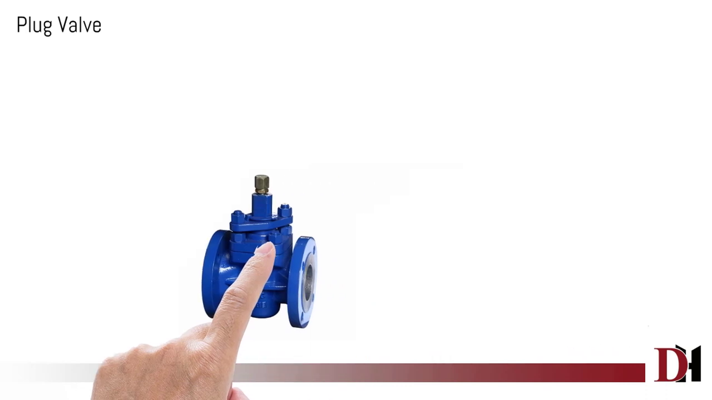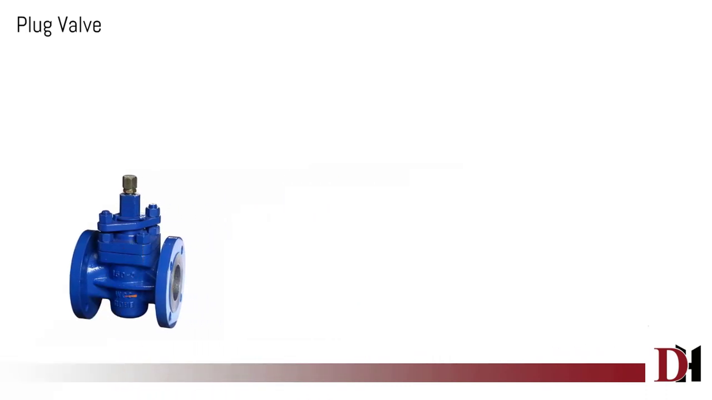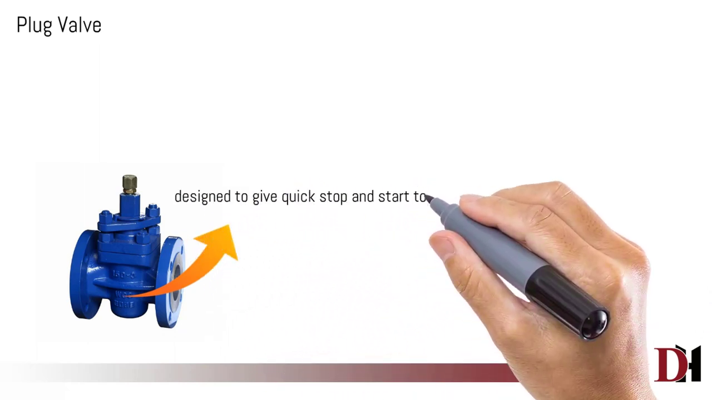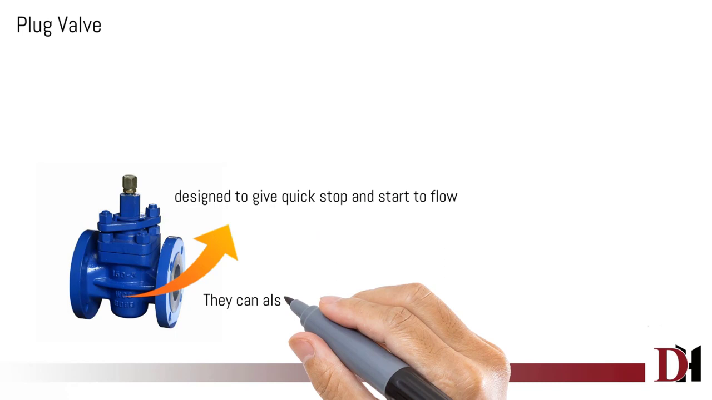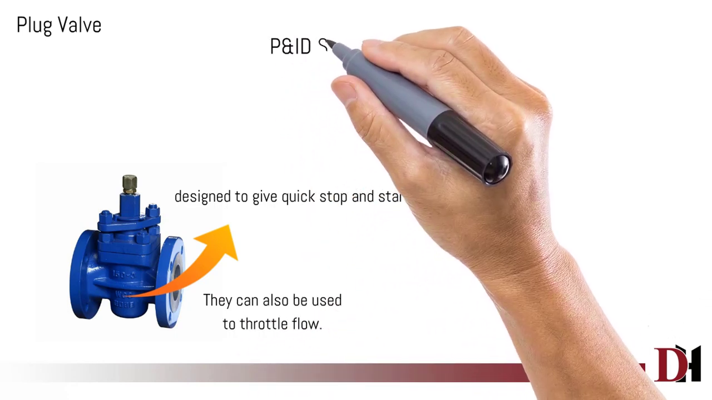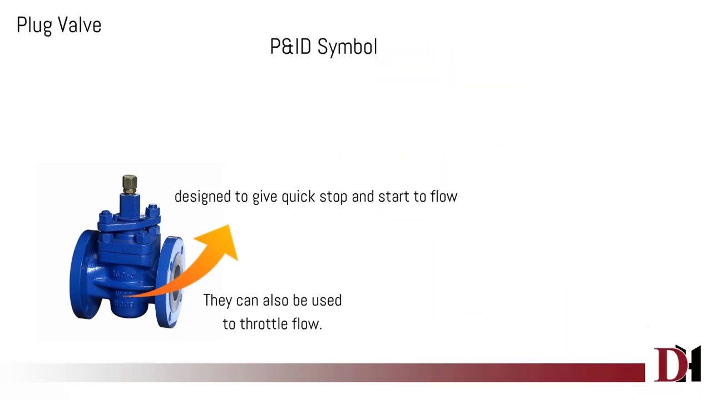Plug valves are designed to give quick stop and start of flow, but can also be used to throttle flow. Its P&ID symbol with example you can see in this picture.